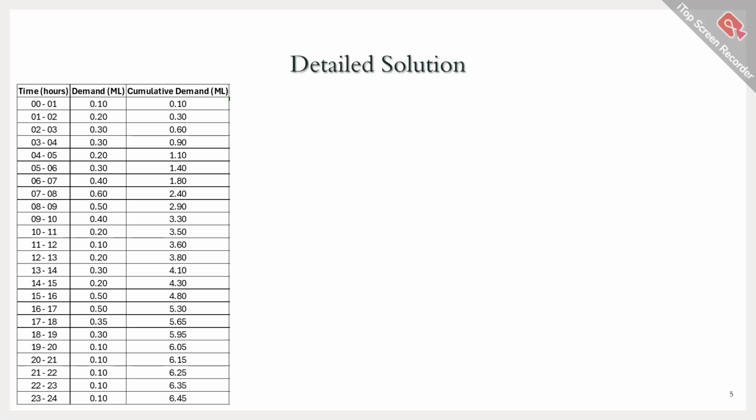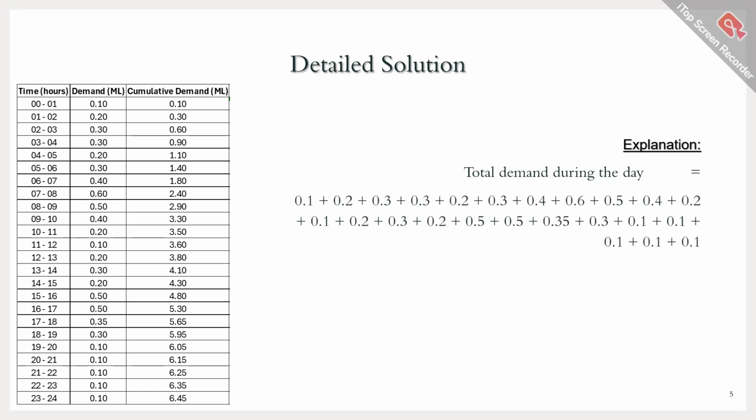Okay, now let's proceed. So the explanation is total demand during the day will be the sum of all these values. Starting from 0.1, 0.2, 0.3, in this way up to 0.1. We are just summing up the entire thing, and the total demand during the day is coming out to be 6.45 megaliters or million liters. As we have calculated here also, right? Now this is the total demand.